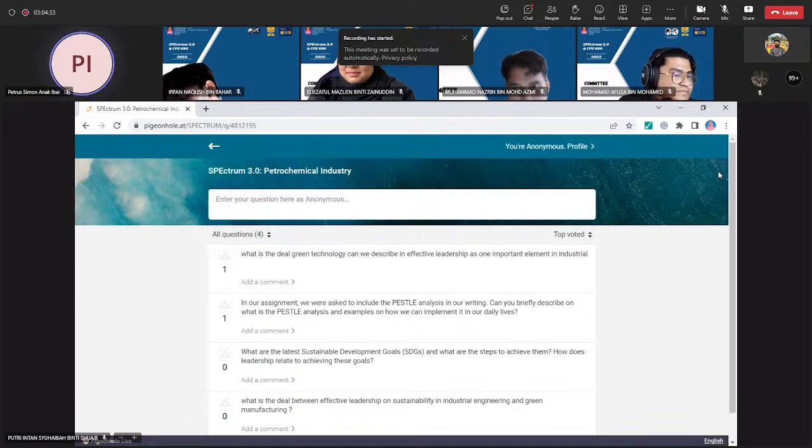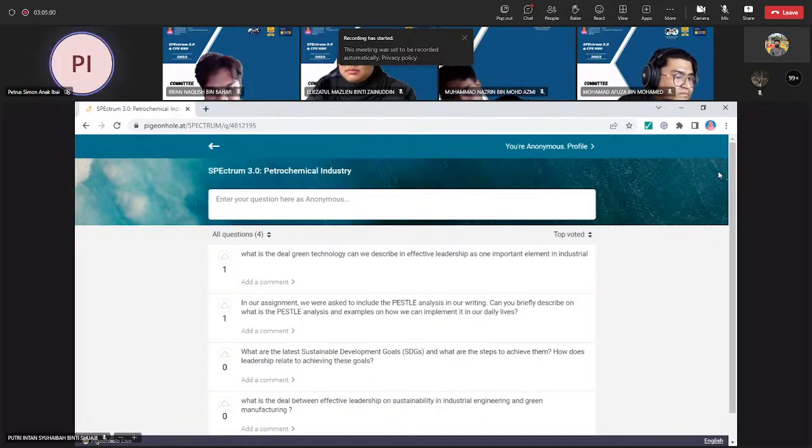For example, GM, genetically modified food. In some aspects, it will improve your yield of production. However, from the social point of view, people are reluctant to go for GMO because it may adversely impact their health. For example, this is from the social point of view.